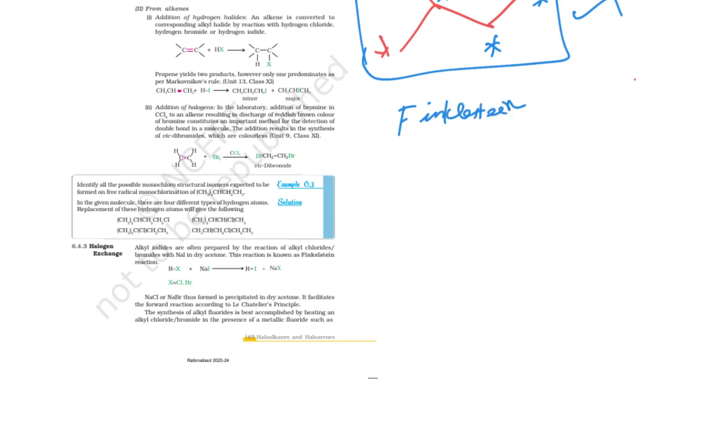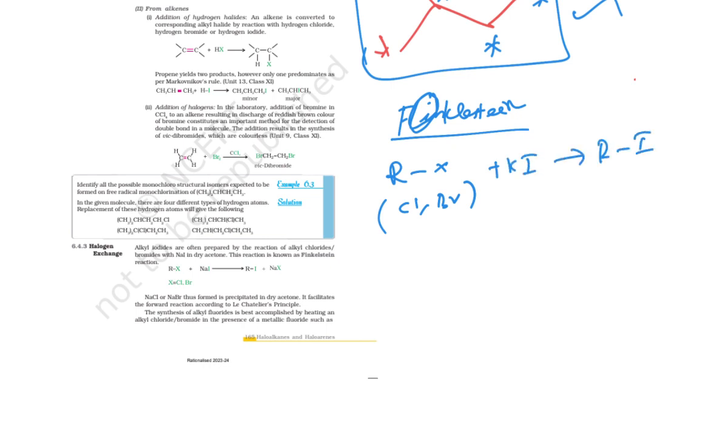In the Finkelstein reaction, what is the second word? Iodine. So we are going to prepare the iodoalkane. If I am taking the RX, the X might be chlorine or bromine. It reacts with KI. What is it going to form? It is going to form the iodoalkane plus KX, right? This is the first reaction.